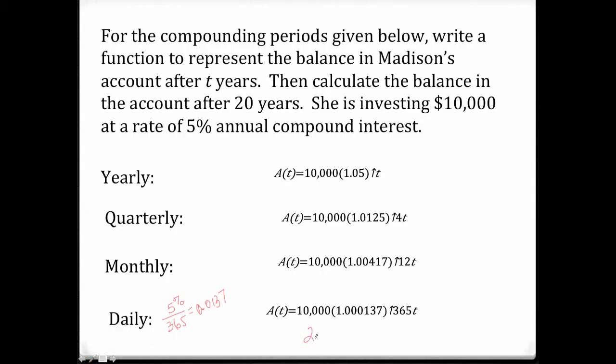Not bad. I'm going to have $27,183.67. Pretty cool.